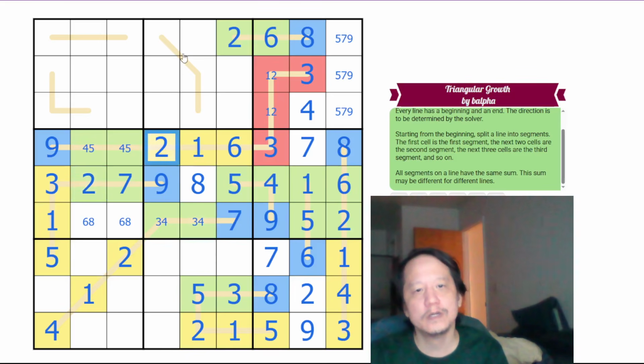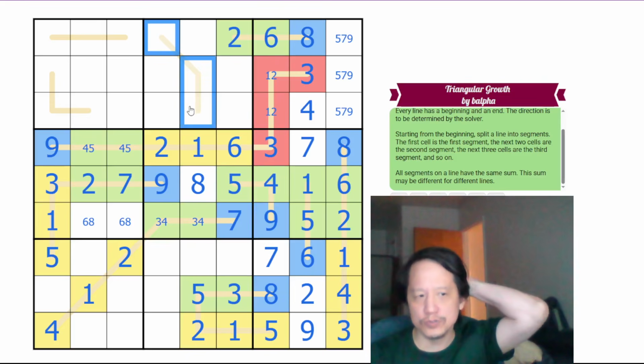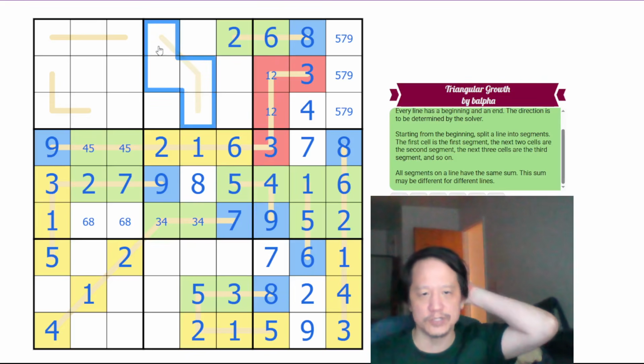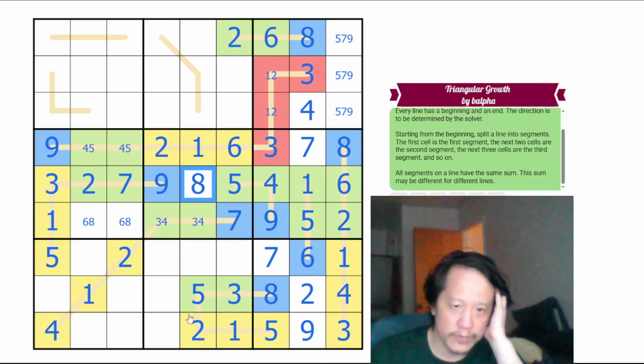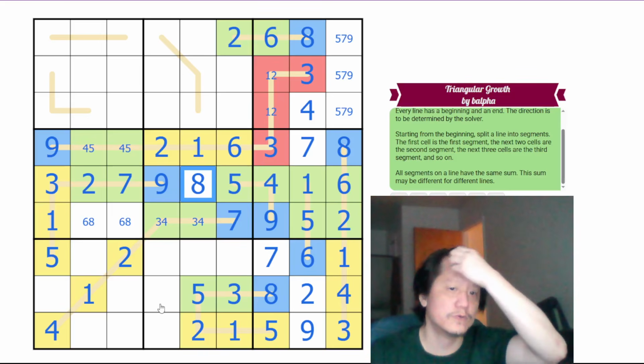Okay. And we have a couple sets here that add up to 1 adds up to 2. 2 digits add up to the singular digit. Okay. Let's do some normal Sudoku.